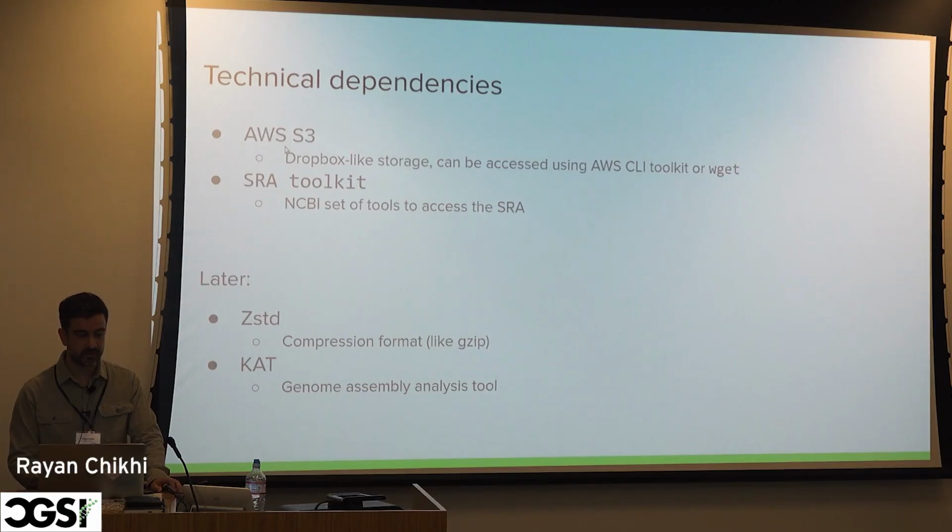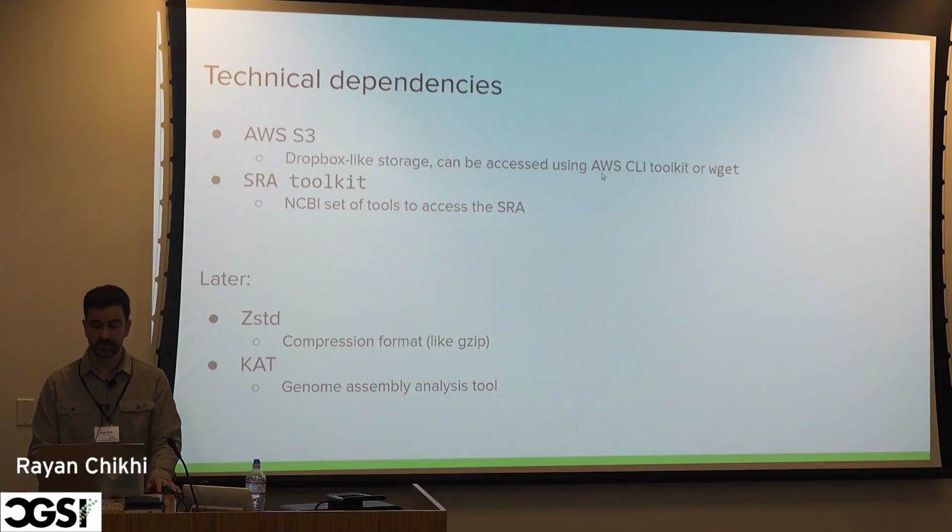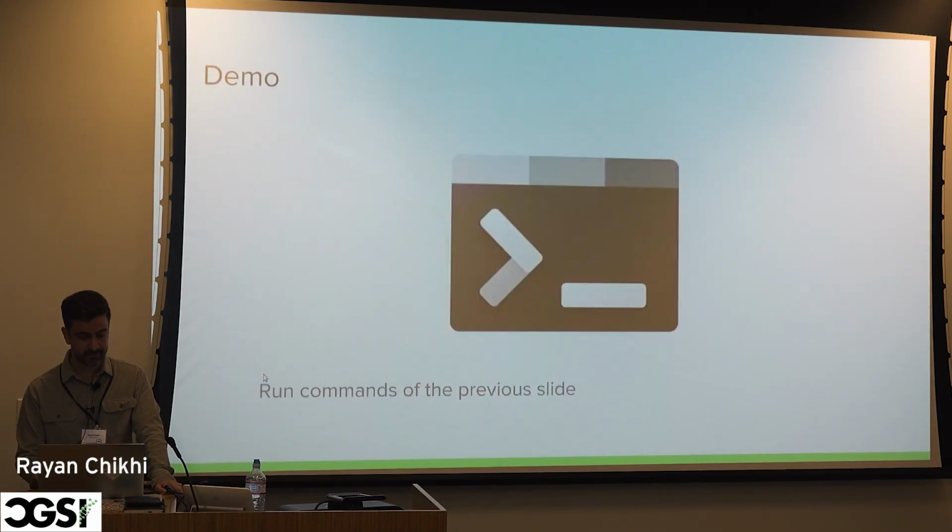Technical dependencies, which I haven't really talked about. S3 is like a Dropbox-type storage hosted by Amazon. It can be accessed using a toolkit called AWS command line interface, but there are also ways to access it with just wget on Linux. Similarly, SRA Toolkit, fastq-dump, fasterq-dump, is a set of tools provided by NCBI to access the SRA. Later, I will mention 2 other tools. Zstandard, ZSTD, is a compression format like gzip, and KAT is a genome assembly analysis tool from Earlham Institute, I think, in the UK.